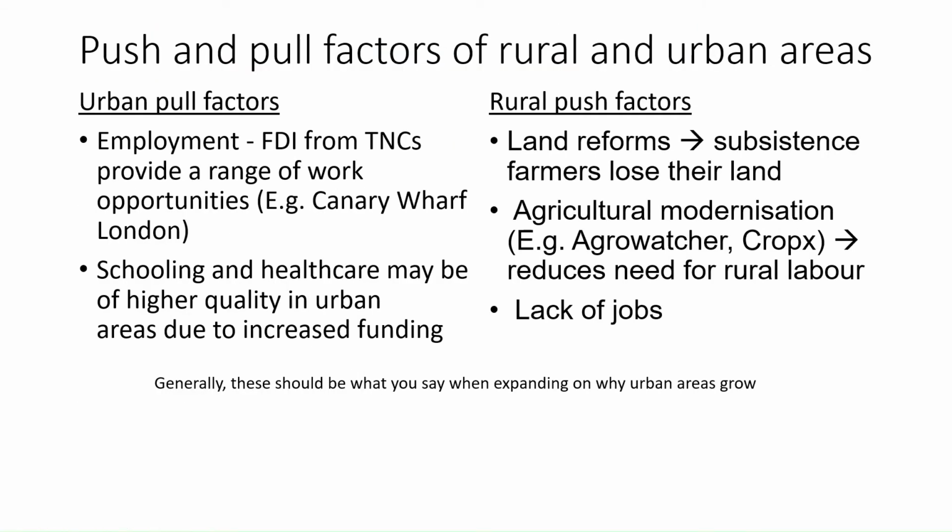So let's talk about what push and pull factors of rural and urban areas are. So for urban areas, the pull factors. So let me just explain what push and pull are. So when you push something, you're putting it further away from you. When you pull something, you're attracting. So these are like the pros and cons, I guess, or the attractions and the benefits and costs of urban areas. So urban pull factors, employment.